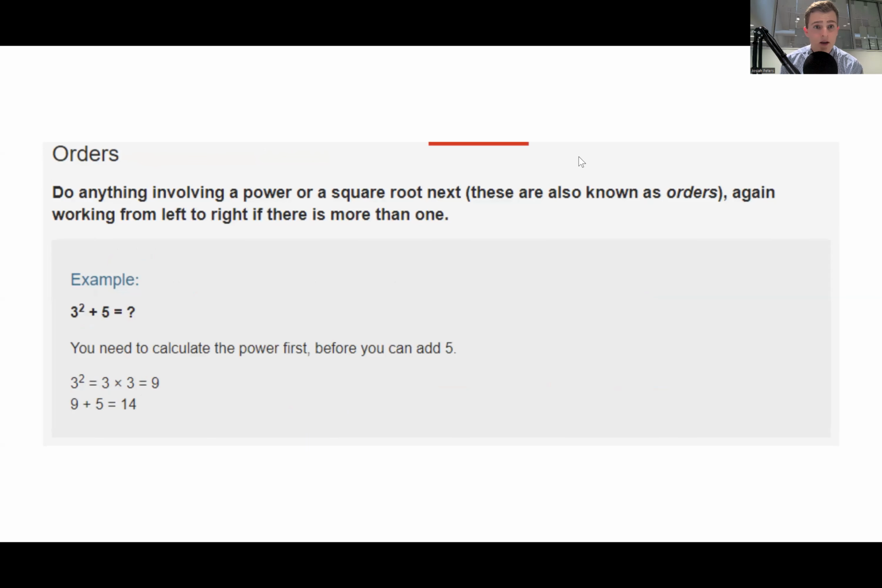The orders, so anything with a power or a square root, these are known as orders. Again, working from left to right, this is the way you'd do it. So 3 squared plus 5 equals, well, we know that 3 squared equals 3 times itself. So 3 times 3, which is 9. So then we would go 9 plus 5 to give us 14.